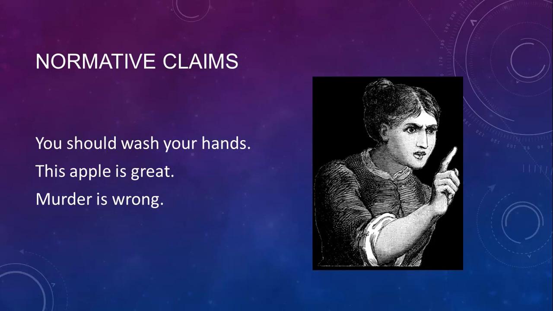Okay. So this is just another class of claims, and they're claims that you cannot really check just by looking. How is that second one not a descriptive claim? This apple is great. Well, that's not a descriptive claim because greatness is sort of a normative judgment, right? What makes an apple great? What would you measure to say the greatness level of an apple?